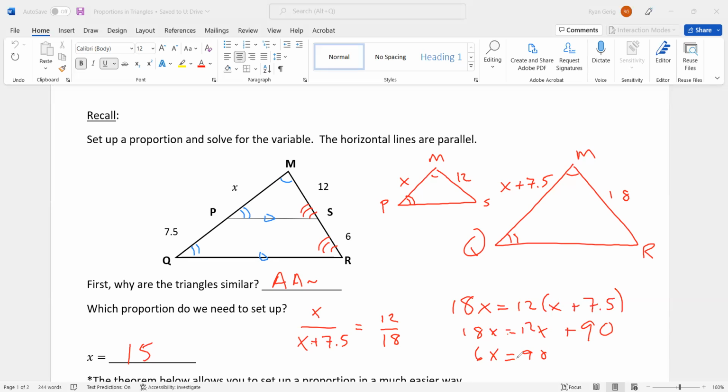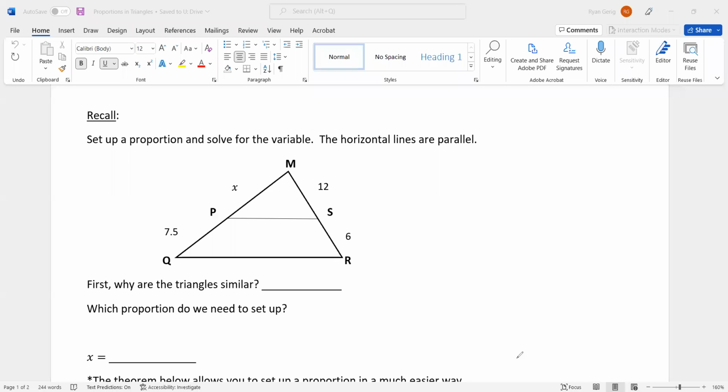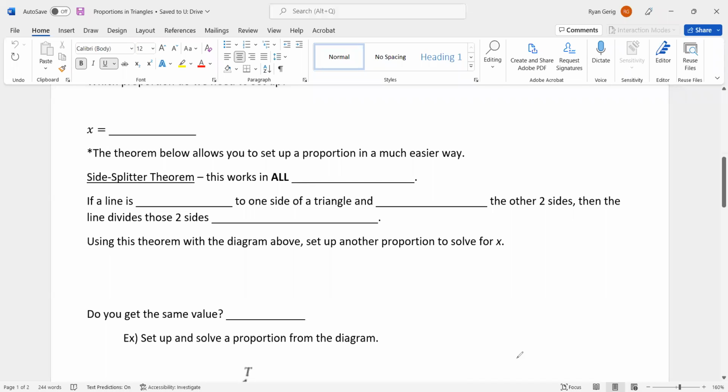All right. Now, I'm going to show you a shortcut. The theorem below allows you to set up a proportion in a much easier way. The side splitter theorem works in all triangles, but certain conditions have to occur. So here's what the theorem says. If a line is parallel to one side of a triangle and intersects the other two sides, so basically it hits the other two sides, then the line divides those two sides proportionally.